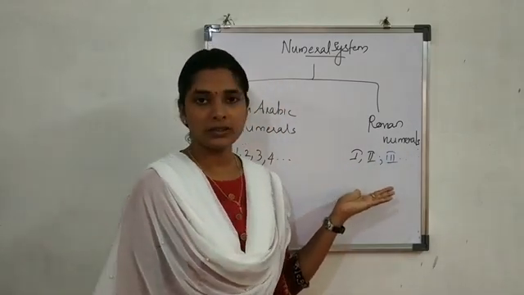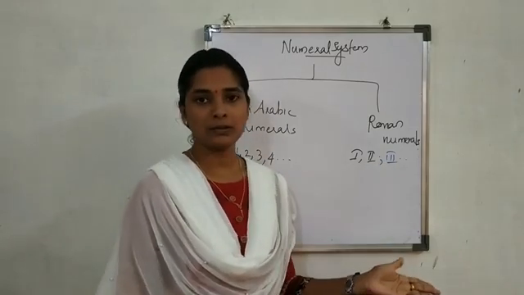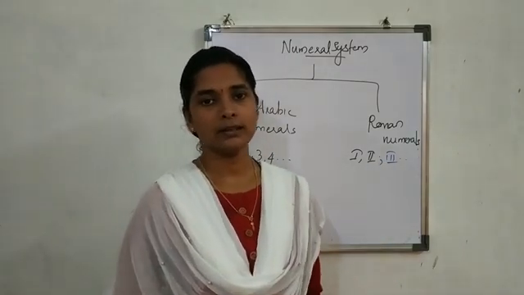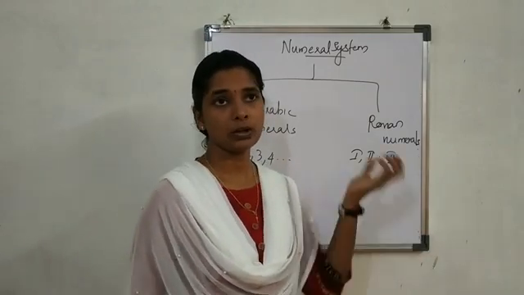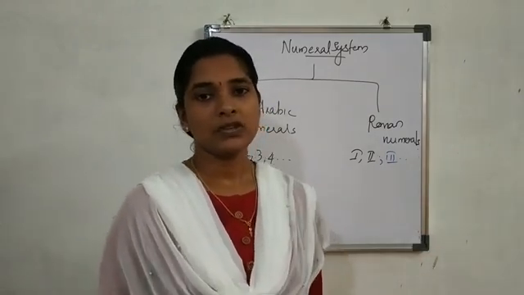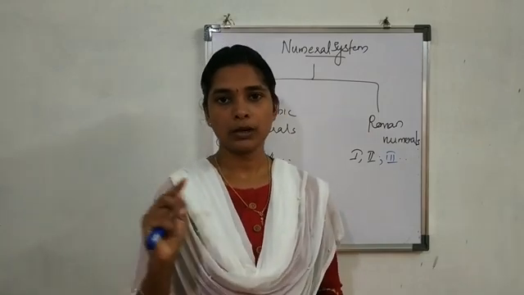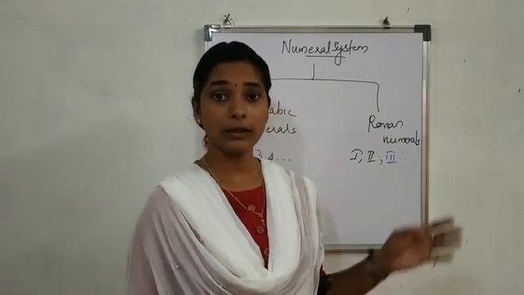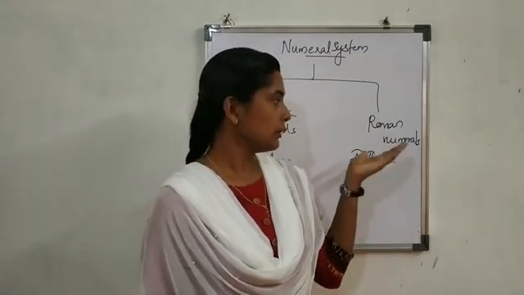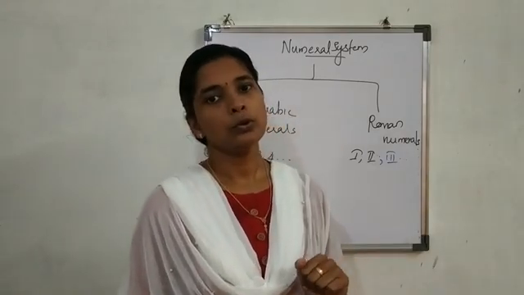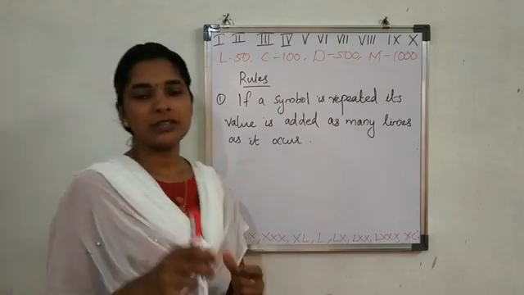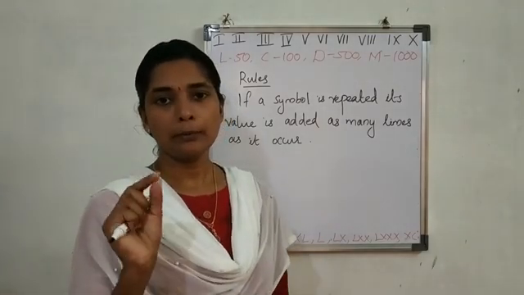Now we are using these Roman numerals also. In some clocks you can see that 1, 2, 3, 4 etc. are mentioned like this. Or your class standard, standard 1, standard 2, class 3, like that it is mentioned by these Roman numerals. These Roman numerals are still being used. For using these Roman numerals some rules are there.